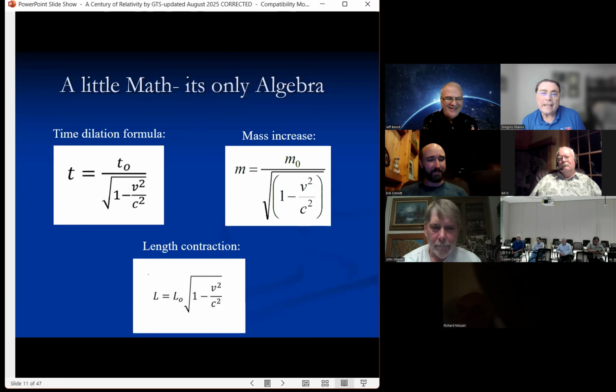I tend to think of it one way, and then you can say vice versa, because it's too confusing if you try to do it both ways. So just think, the faster you go, time goes slower, mass increases, and length contracts.